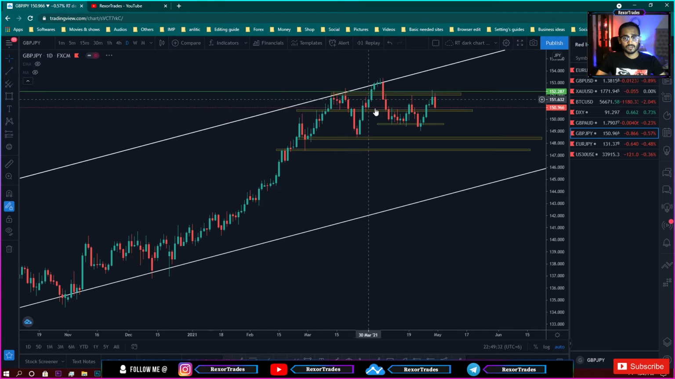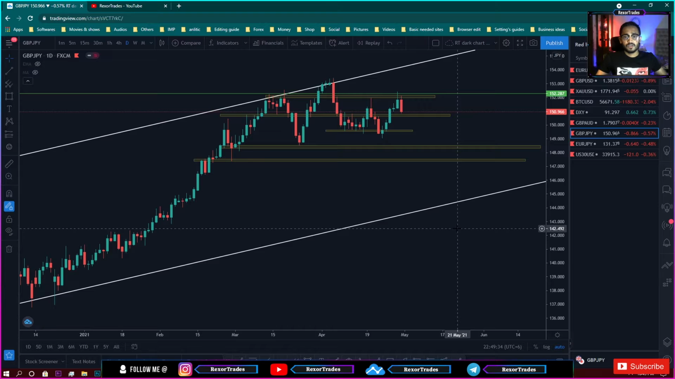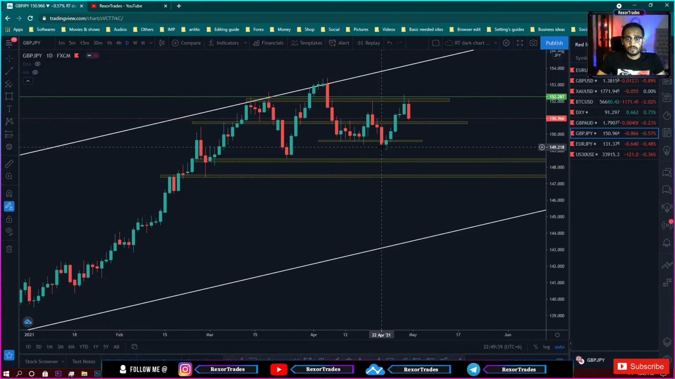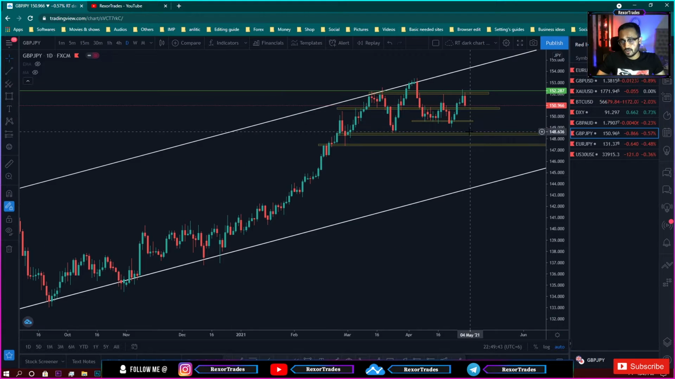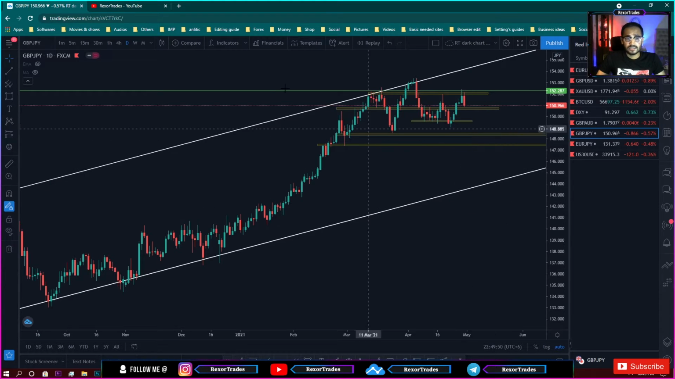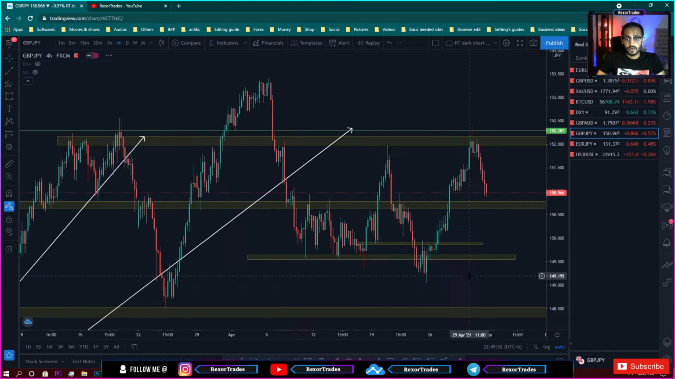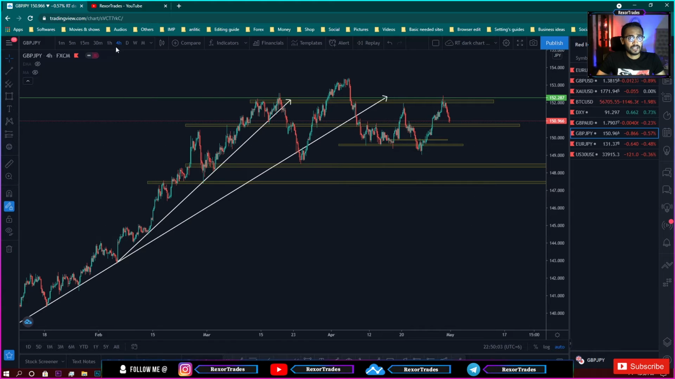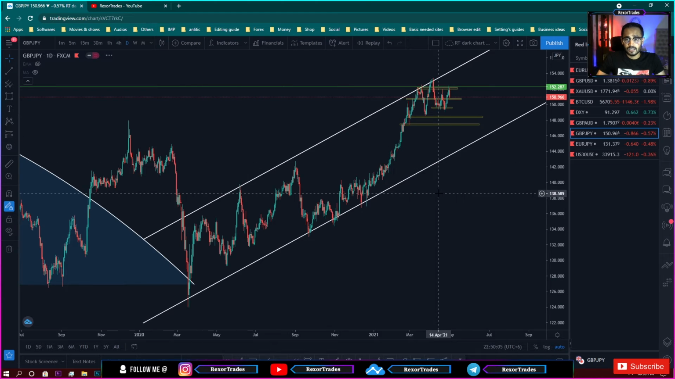Now let's move towards GBPJPY. On GBPJPY, we drew these zones on our last week's analysis, and we were waiting at this zone for GBPJPY to break out of. If GBPJPY breaks out of this zone with bearish momentum, that's when we're gonna take some short entry, setting our TP. Let's go to a 4-hour time frame. Yes, if GBPJPY breaks out of this zone, that's where we're gonna take some short entry, setting our TP over here or over here. But that didn't happen yet.